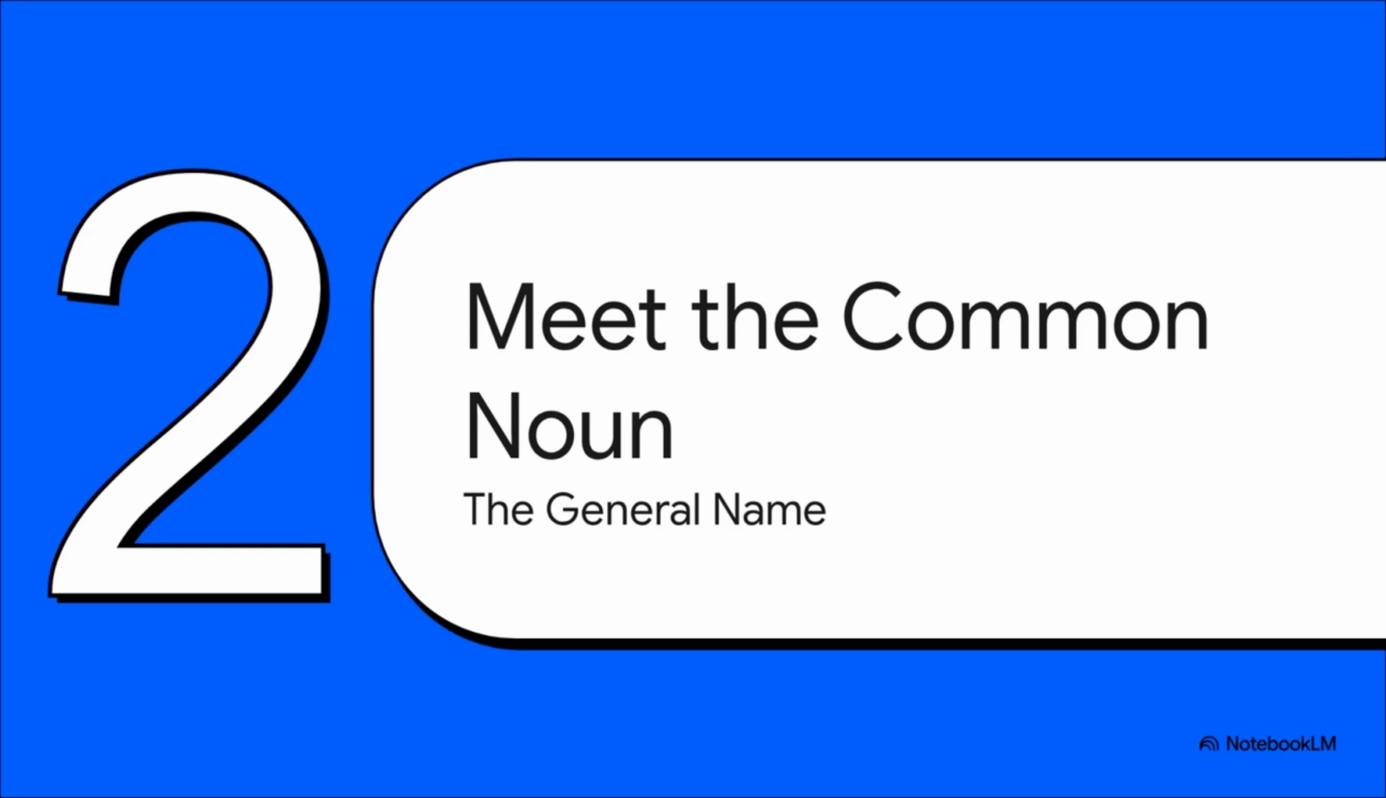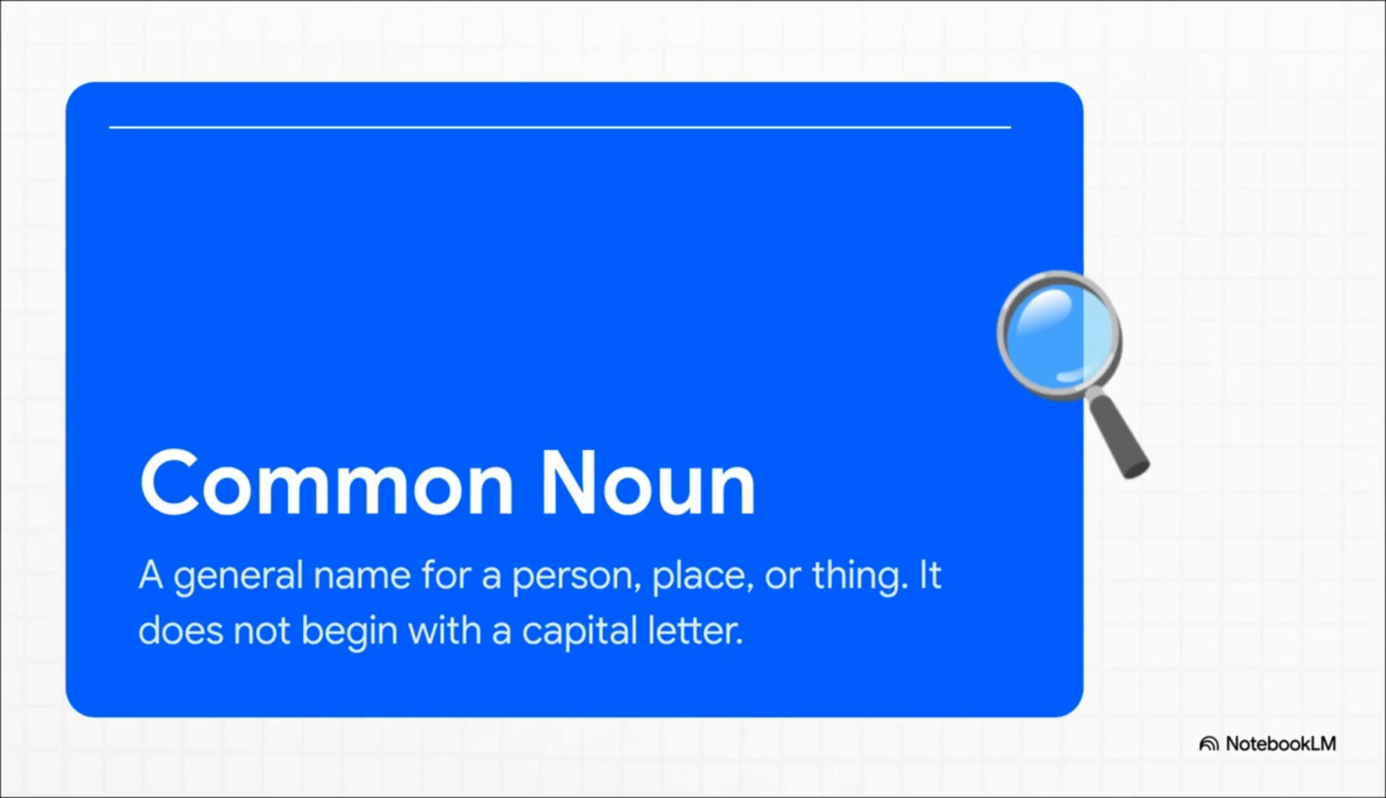And the key word here, the one thing you really need to remember, is general. So a common noun is just the generic name for something. Think of it like a label on a bin. It's not specific. And because it's so common, it doesn't get that special capital letter treatment. The only time it does is if it's the very first word in a sentence. But that's a different rule.